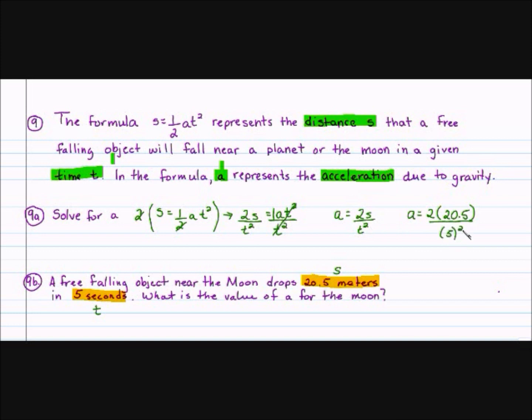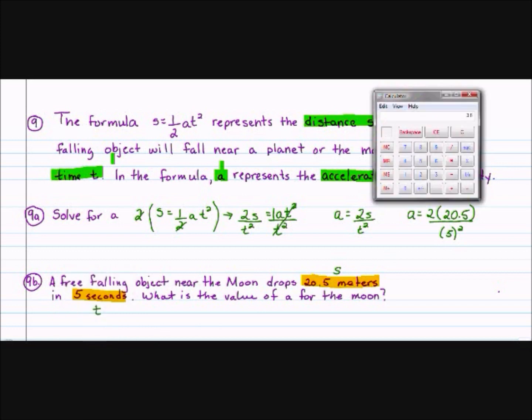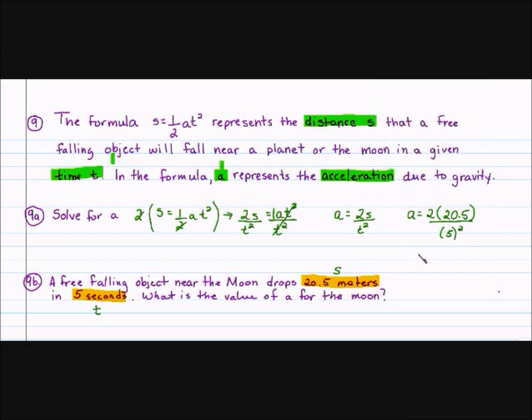So that's 5 squared. Bring up my calculator, and I'm going to plug in 20.5 times 2 is 41. So A equals 41. And 5 squared means 5 times 5 or 25. And if I were to divide this, I would get 1.64. Okay? And that's all there is to it.